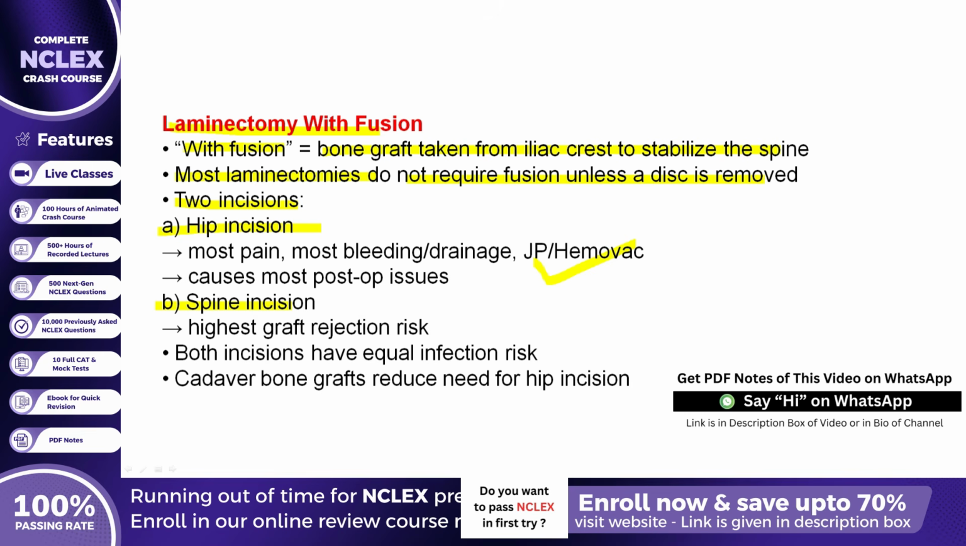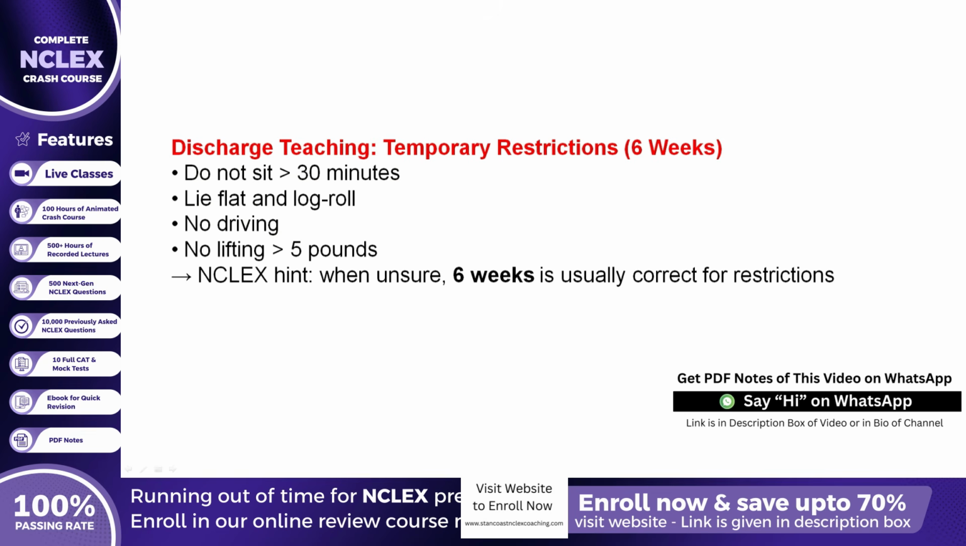As we continue, let us review the temporary activity restrictions for the patient during the first 6 weeks. Patients should not sit for more than 30 minutes. They must lie flat and log roll for safety. They should not drive. They should avoid lifting anything heavier than 5 pounds. And here is an NCLEX hint to hold on to. When you are unsure, 6 weeks is usually the correct answer for temporary restrictions. Finally, let us go over the permanent restrictions that are essential for long-term spinal safety.